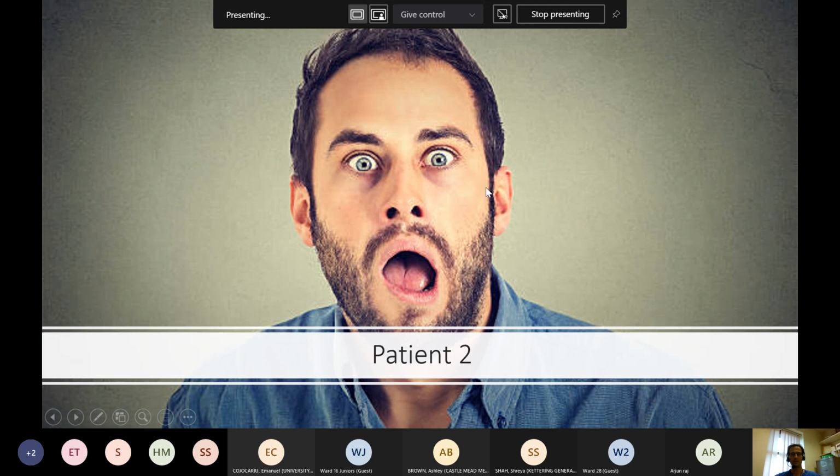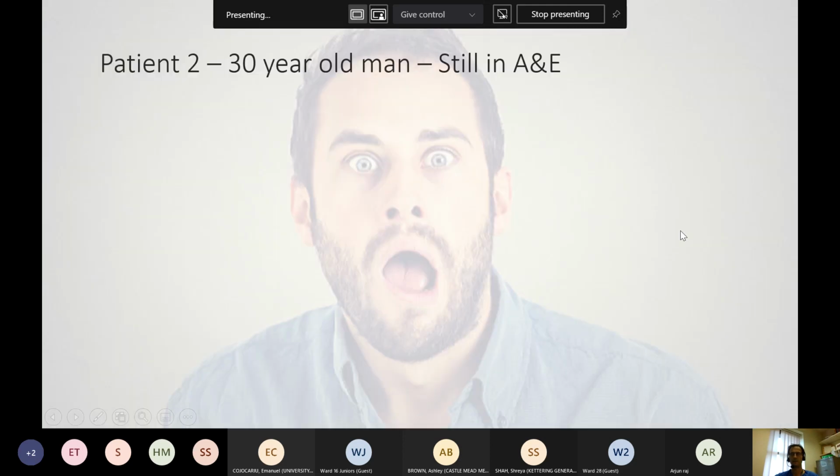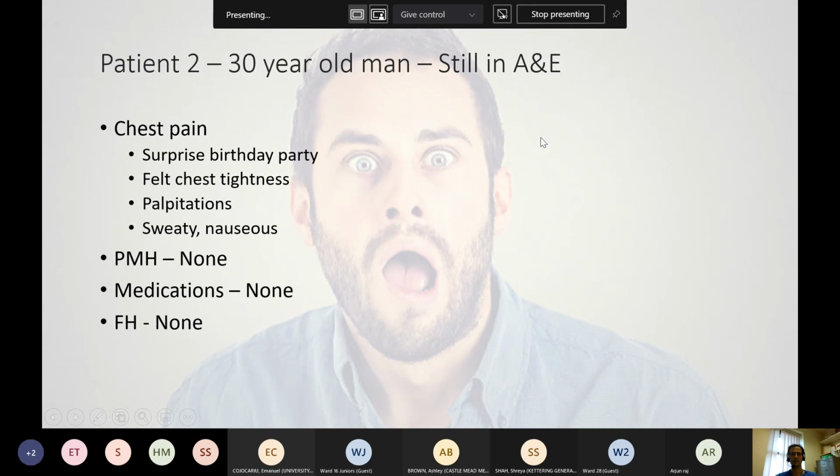So we've just about got over our shock at seeing a 20-year-old with aortic dissection, and we then say hello to patient 2. And imagine you're still continuing your shift in A&E. And this is a 30-year-old gentleman who is complaining of chest pain. And to give you a little bit more history, he was having a surprise birthday party, and it was his birthday party, so he didn't know until he got his nice surprise. And soon afterwards, he felt chest tightness and palpitations. He started sweating and feeling sick. And he's otherwise a fit and well gentleman with no past medical history, medications, or family history.